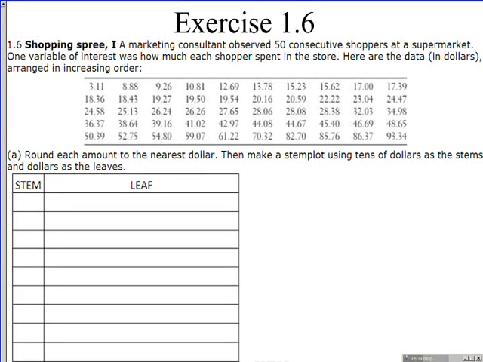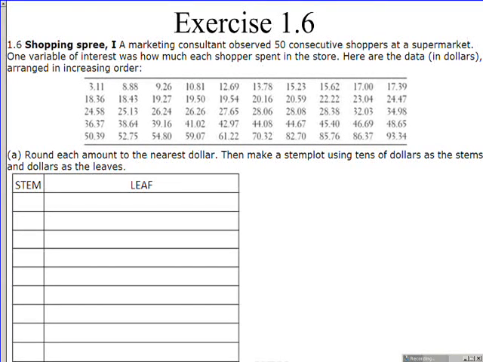Exercise 1.6. A marketing consultant observed 50 consecutive shoppers at a supermarket. One variable of interest was how much each shopper spent in the store. Here are the data in dollars. Round each dollar amount to the nearest dollar, then make a stem plot using tens of dollars as the stems and dollars as the leaves.